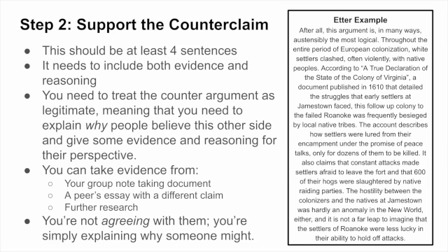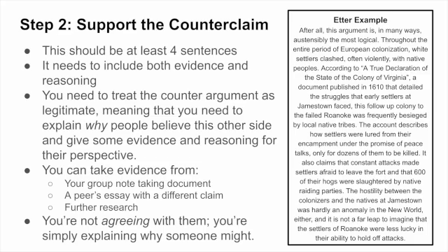the struggles that early settlers at Jamestown faced, this follow-up colony to the failed Roanoke was frequently besieged by local native tribes. The account describes how settlers were lured from their encampment under the promise of peace talks, only for dozens of them to be killed. It also claims that constant attacks made settlers afraid to leave the fort and that 600 of their hogs were slaughtered by native raiding parties. The hostilities, so that's all evidence.